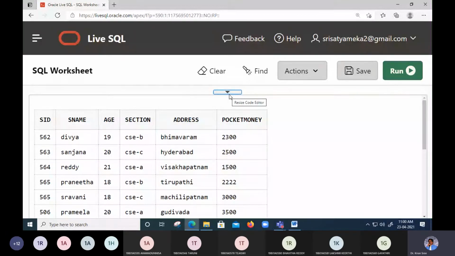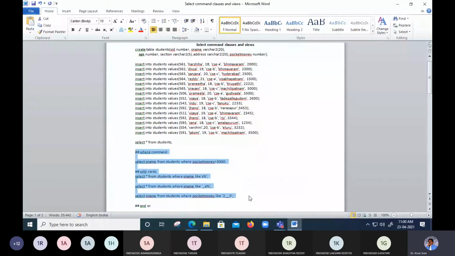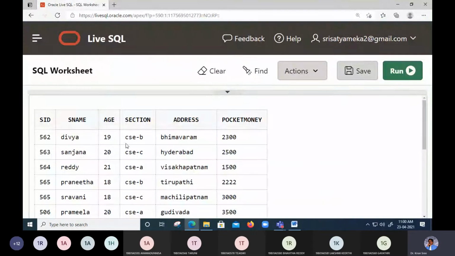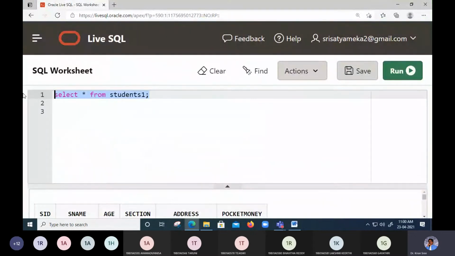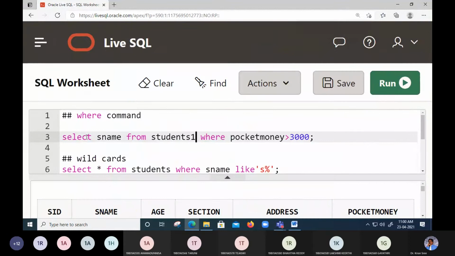So up to now, we have created a table and made two insert operations. Now, let us work on the SQL command with where. When we are going to use this where command, select name from student1 where pocket money is greater than 3,000.